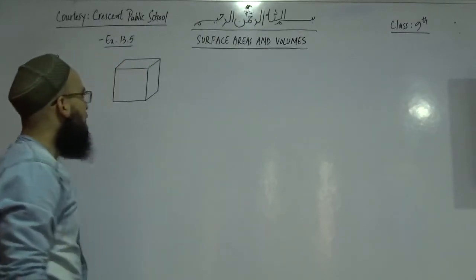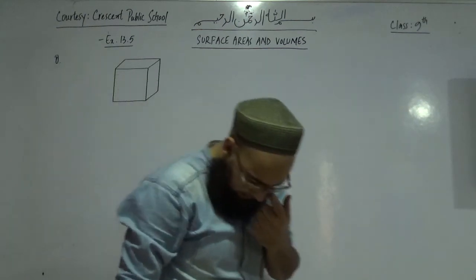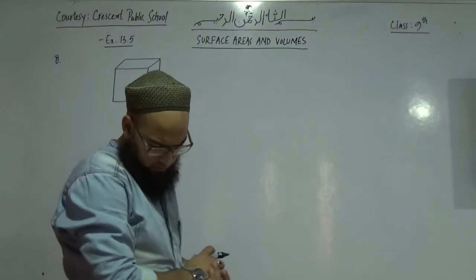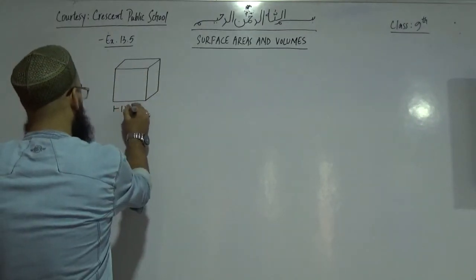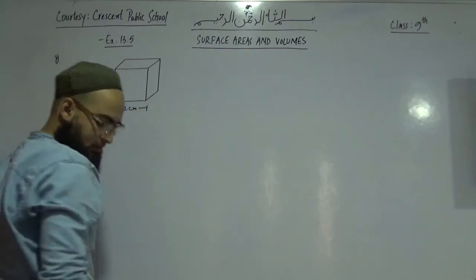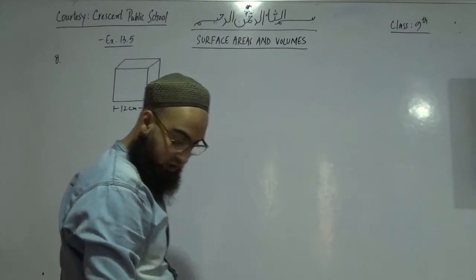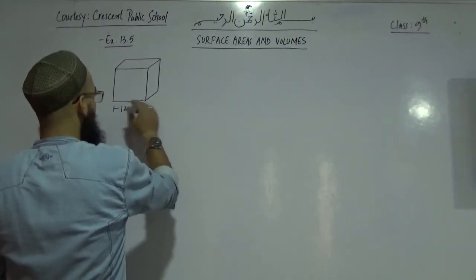This is a solid cube. Now this solid cube is cut. This has a side 12 centimeter. Let's first write this. And this solid cube is cut into 8 cubes of equal volume, small cubes. This is cut into 8 cubes.